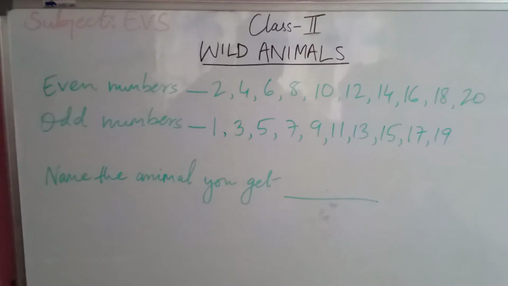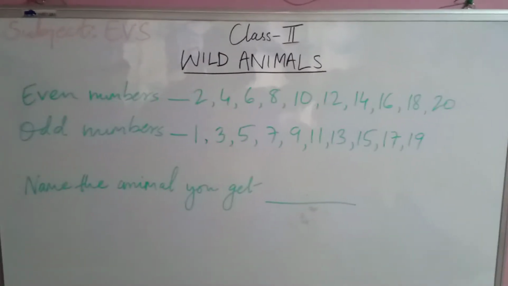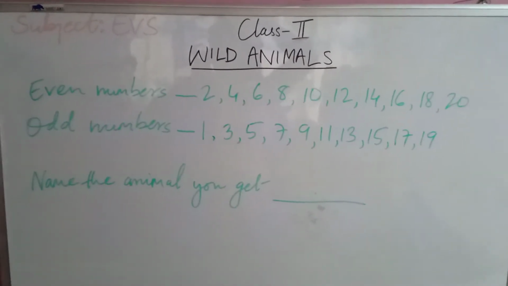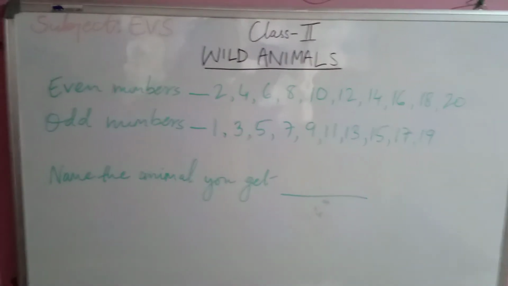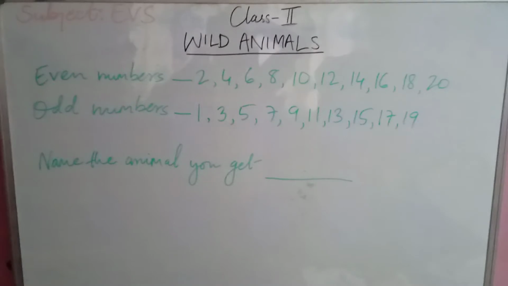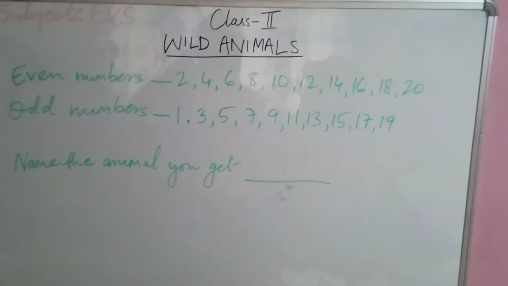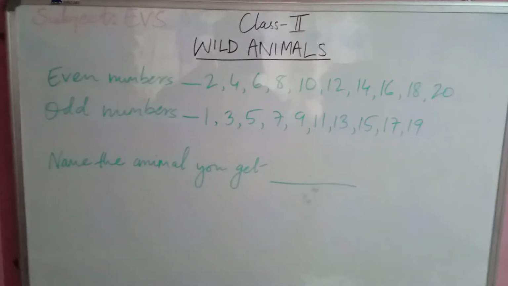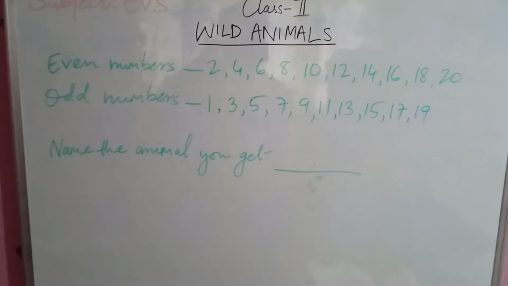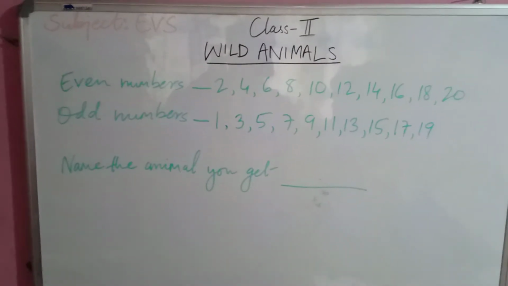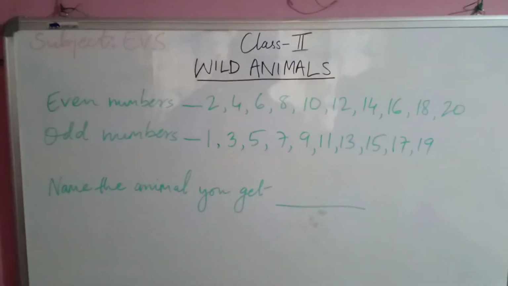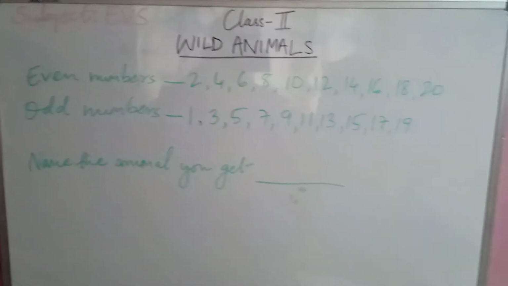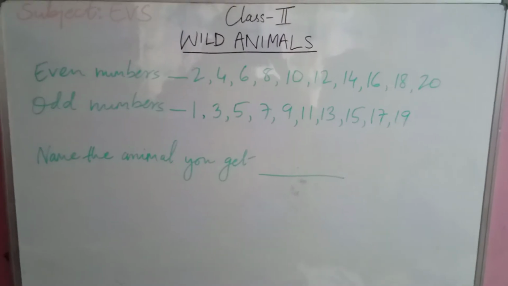After this, you have to name the animal you get. I have already mentioned it. As you can see, it is a picture of a lion. So you have to name the animal you get. So start coloring those odd numbers. Sorry, even numbers.